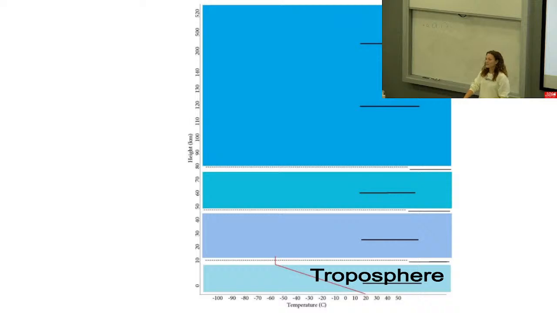The cause of this is because the Earth's surface is very warm, it absorbs a lot of energy, and it holds and traps heat. And so as you get away from that Earth's surface, it gets colder and colder. So this is why the temperature decreases.